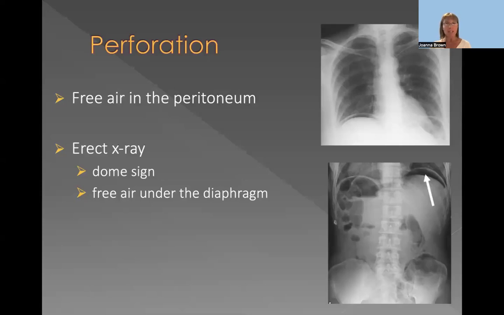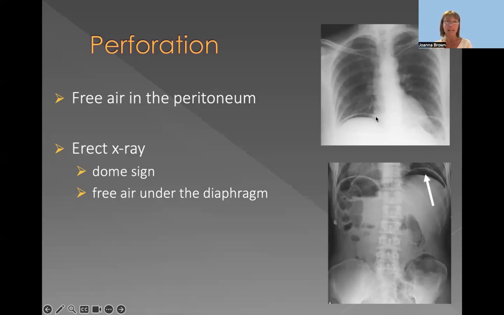So perforation is very easy, or relatively easy, to spot on the erect X-ray. Erect X-ray, as I said before, means that the patient is in the sitting or standing position. And often, for suspicion of perforation, we will do the chest X-ray. And you can see a very classical pattern of the perforation, what we call the dome sign.